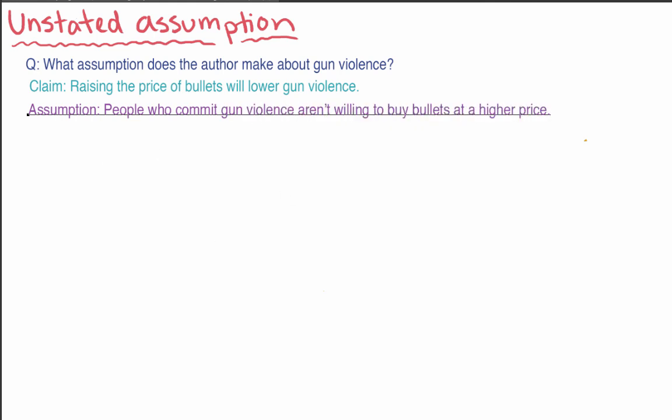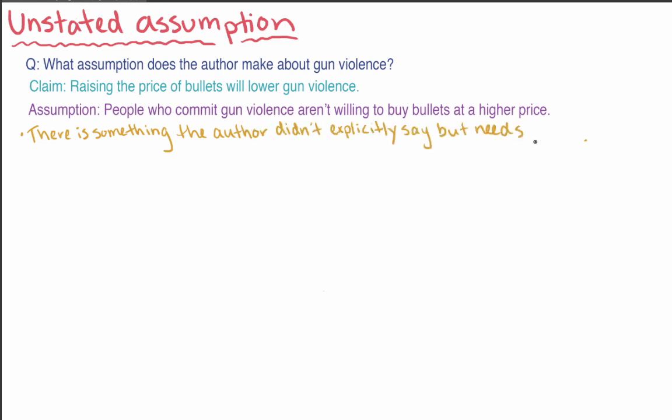Whether the assumption seems like a reasonable one or not is irrelevant to answering this kind of question. Assumptions can be facts that few would question, or can be highly controversial and unsupported ideas. What's important for answering this kind of question is that there's something the author did not explicitly say, but that needs to be true in order for the author's conclusion to make sense.